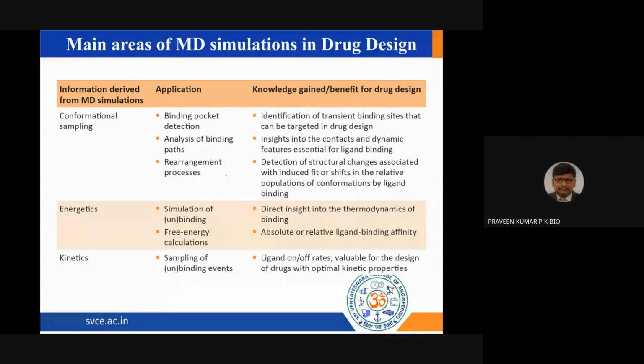For example, if you see the spike glycoprotein of SARS-CoV-2, initially for the first time you have only one protein structure. But if you go for mutations like alpha, beta, gamma, you have plenty of mutations, and obviously some rearrangement of binding sites is happening, isn't it? To know how effectively the drug you used earlier for the first strain can be used to target the second strain or not, all these things can be checked using MD simulation. In the applications of energetics, you find simulation of unbinding and free energy calculations, and in kinetics you find sampling of unbinding events.